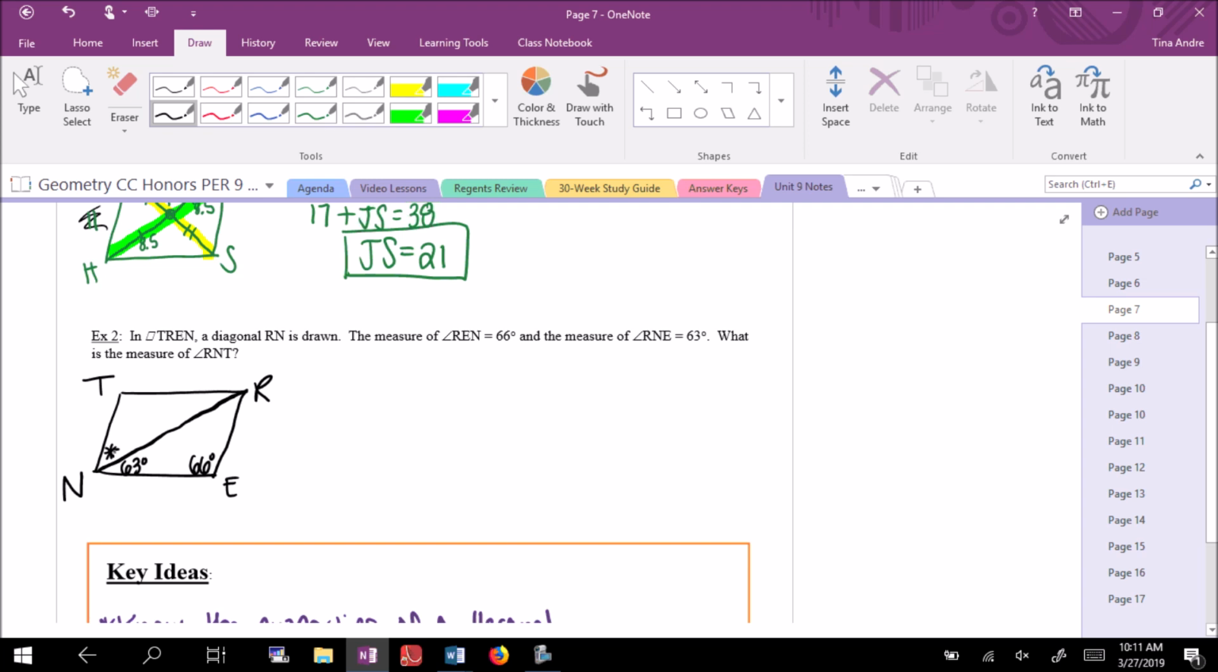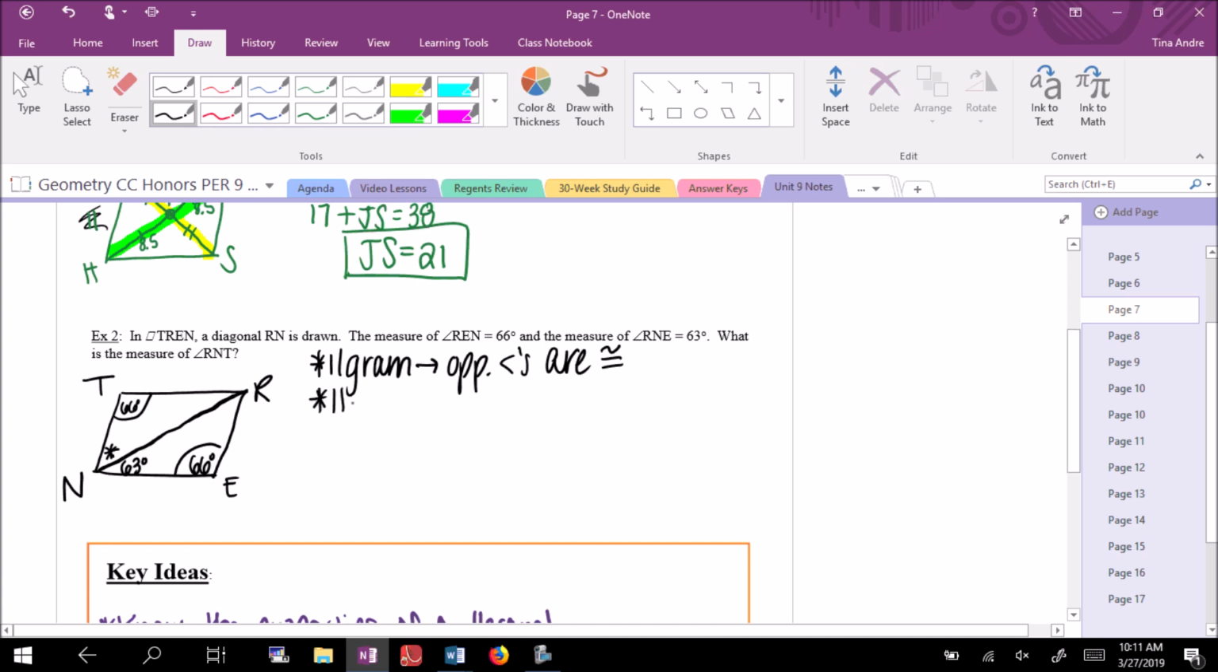I'm thinking about opposite angles being congruent. So we know in a parallelogram that opposite angles are congruent. That means if this is 66, this angle T is 66. And I also know that a parallelogram gives me opposite sides are parallel. Opposite sides being parallel aren't really angles, but I can get my angles from that. So a parallelogram implies opposite sides are parallel. That's the definition of a parallelogram.